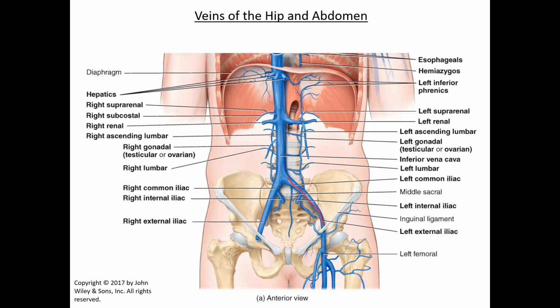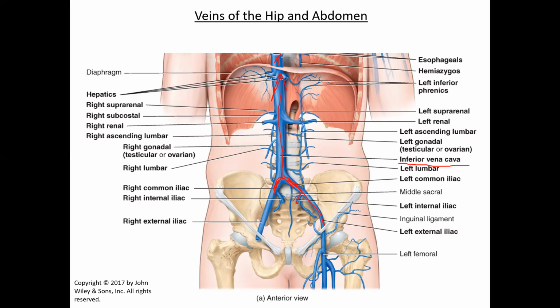Just like the arteries, it's going to join with an internal iliac vein to form the common iliac vein. And the two common iliac veins, right and left, are going to join to form the inferior vena cava, which will run right next to that abdominal aorta, okay? And your IVC is going to head right up through the diaphragm and up towards the heart.